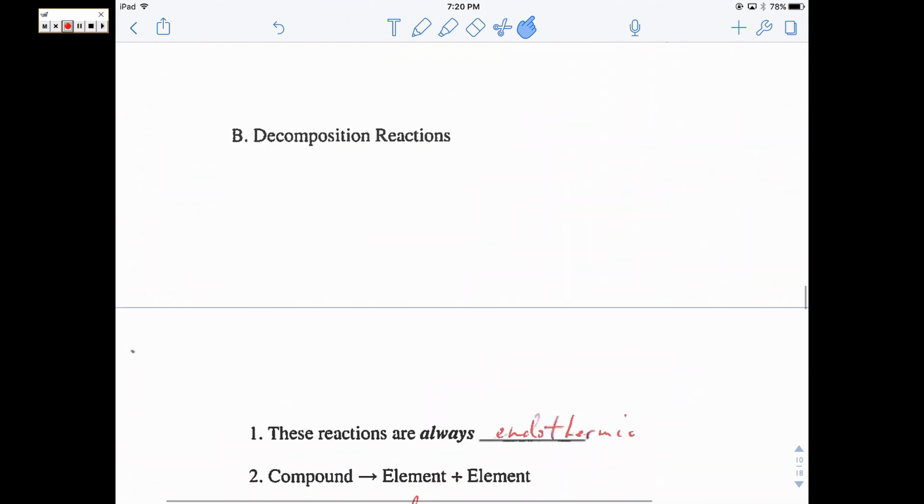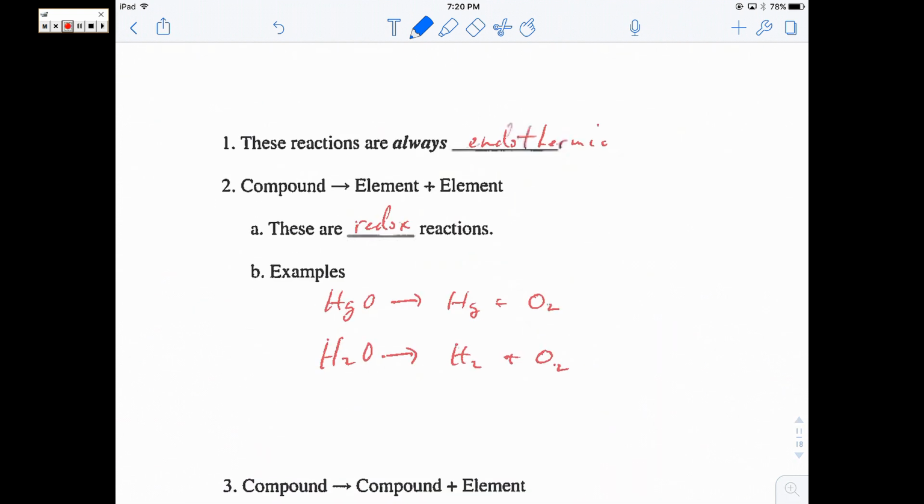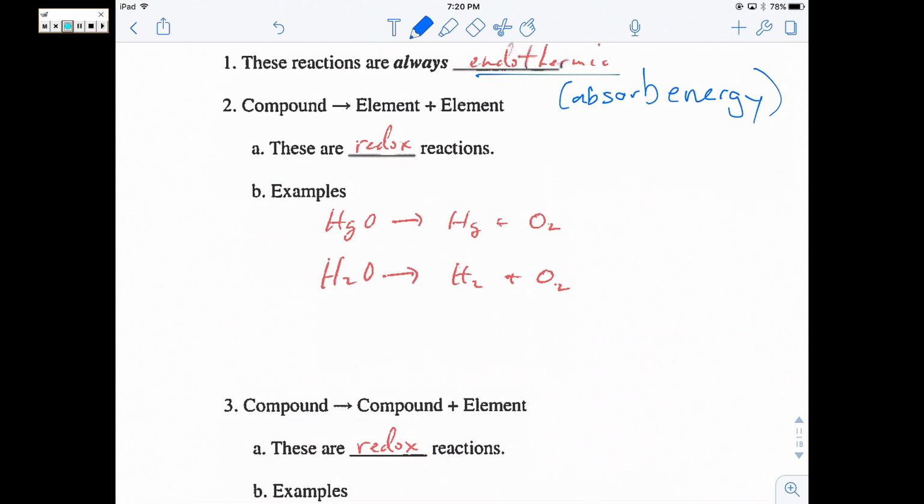Second, we've got decomposition reactions, which again I think we briefly touched on in class. These reactions are always endothermic, meaning that they absorb energy. When we talk about changes in enthalpy and whatnot, we'll see some reasons for that. They are always redox, basically for the reason that they are the reverse of synthesis. So this example here, you've got compound making elements. Those elements will have oxidation numbers of 0. They are non-zero on the left in that compound.